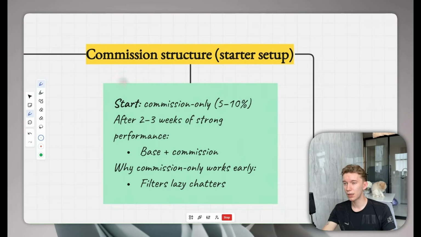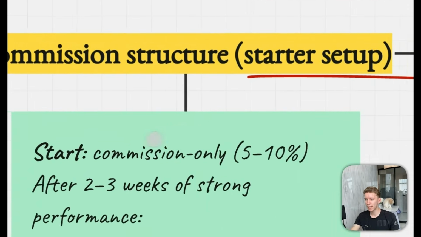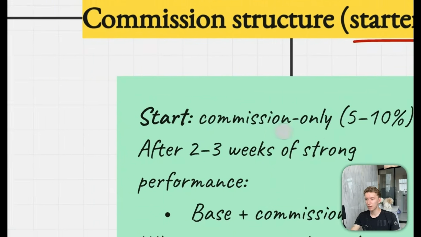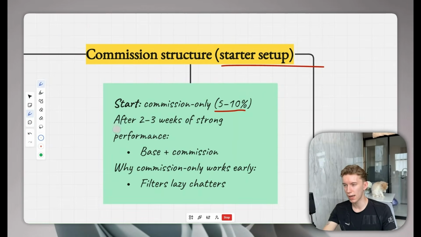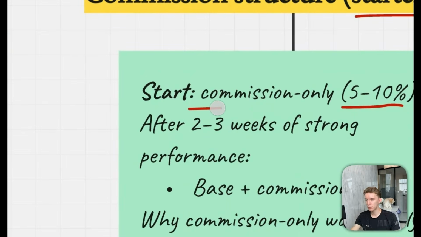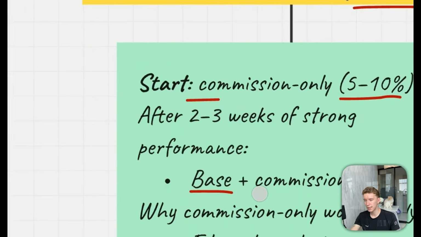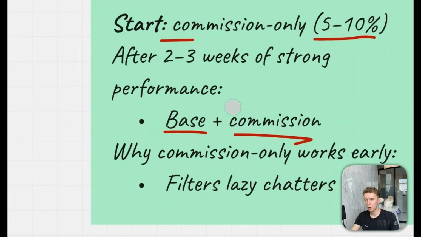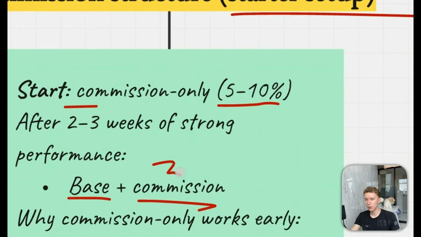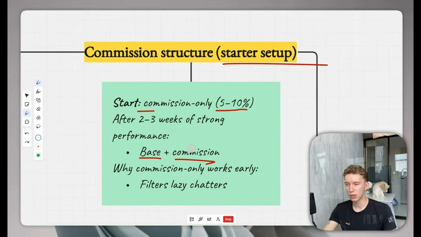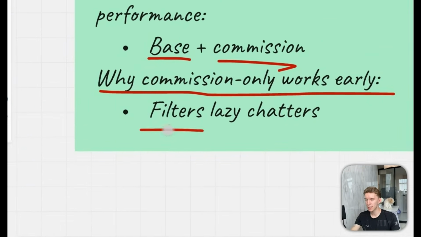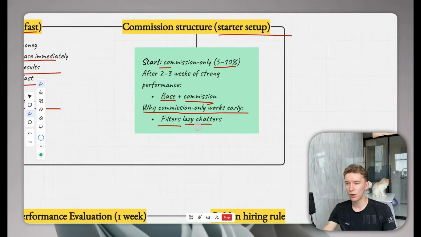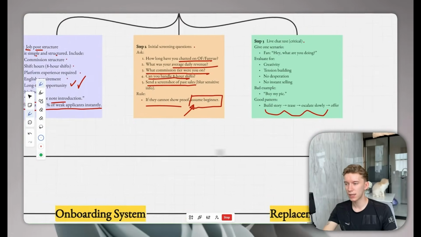Okay. Now, the commission structure, this is what you're going to pay them for starting chatters. You're going to give them 5 to 10% of the net revenue that the chats generate. After 2 to 3 weeks, maybe even 1 to 3 weeks of strong performance, if it's profitable, you can add in a base pay and a commission. So like $2 an hour, and you can take the commission down to 2%, so you're making a lot more money. So you can do $2 and 2%. Again, why commission only works right now is because you're going to filter out all the lazy chatters and only get the people that believe in their skills that are going to apply.